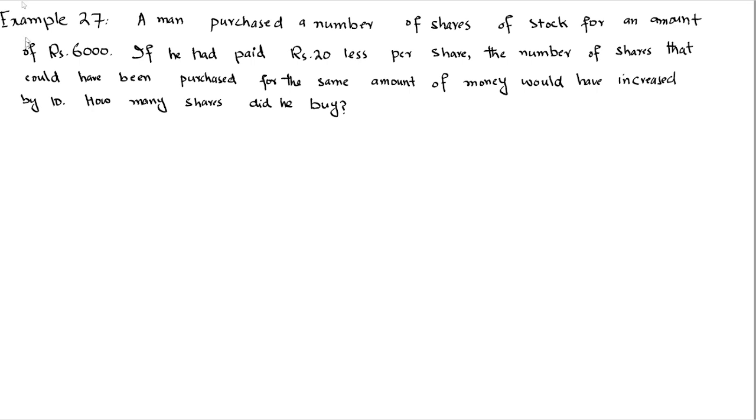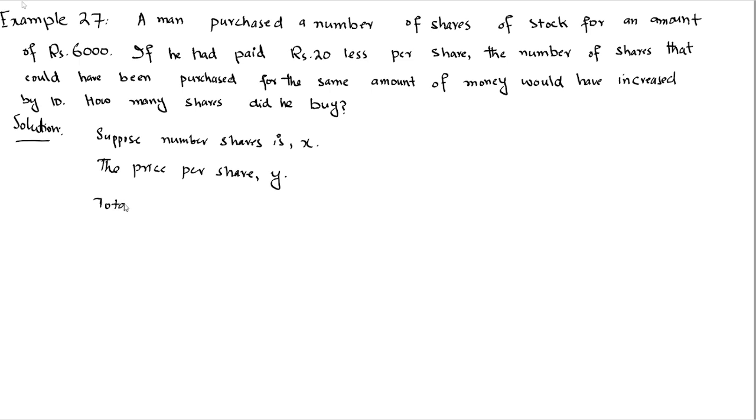So for the solution, we will suppose the number of shares is represented by X and the price per share be Y. Then from the given condition, the total amount spent on shares is 6,000, so we can write that the total amount will be equal to the unit price of the share multiplied by the number of shares.